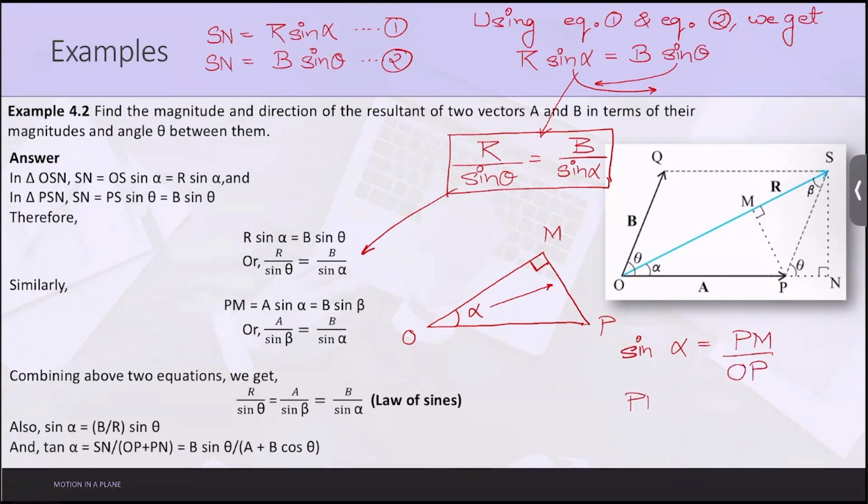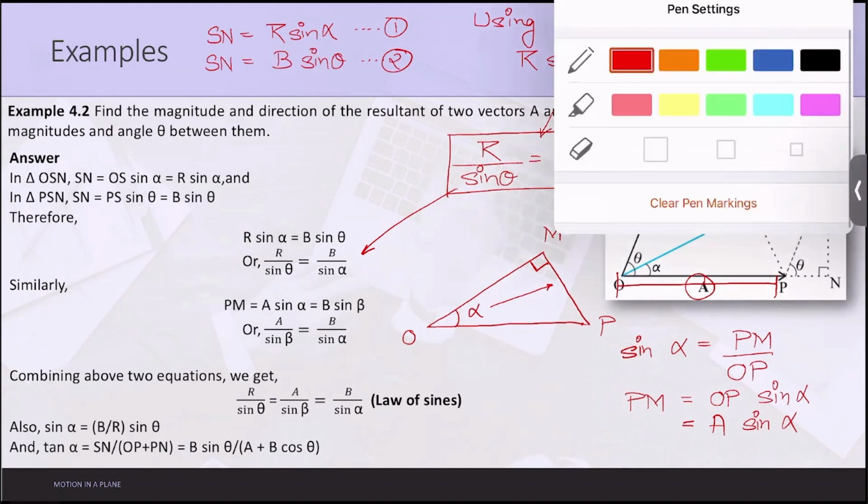So we get the value of PM as OP sin alpha. Now we know the length of OP. OP is nothing but your vector A. Therefore, this is equal to A sine alpha. Clear? So we obtained the first expression, that PM is equal to A sine alpha.